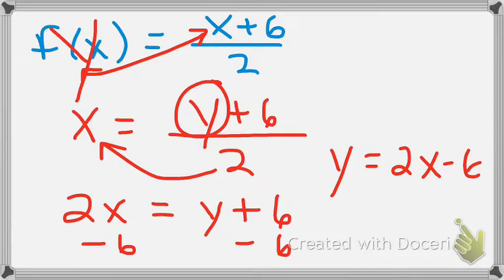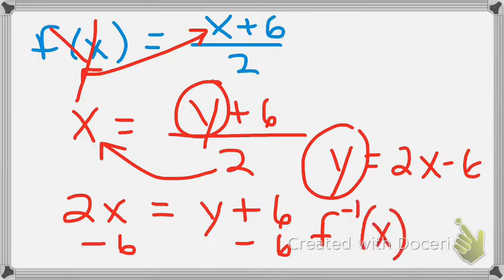Okay? And with that, you are going to replace this with function notation. To actually say that you have the inverse of a function, instead of f of x, you're going to say f to the negative 1 of x. And that's what you place in for y. So the inverse of f of x will equal 2x minus 6.